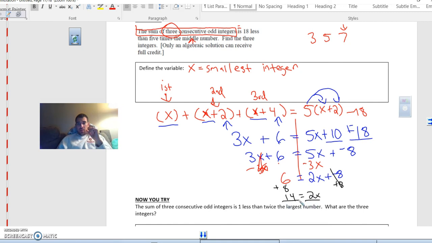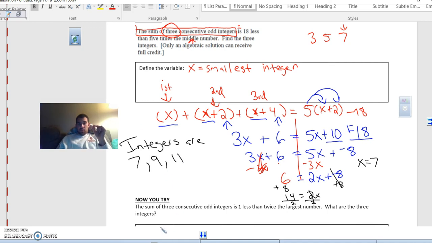We divide by 2, and we get x equals 7. So if x is 7, what are our 3 integers? 7's the first integer. The next integer would be 9. The next one would be 11.